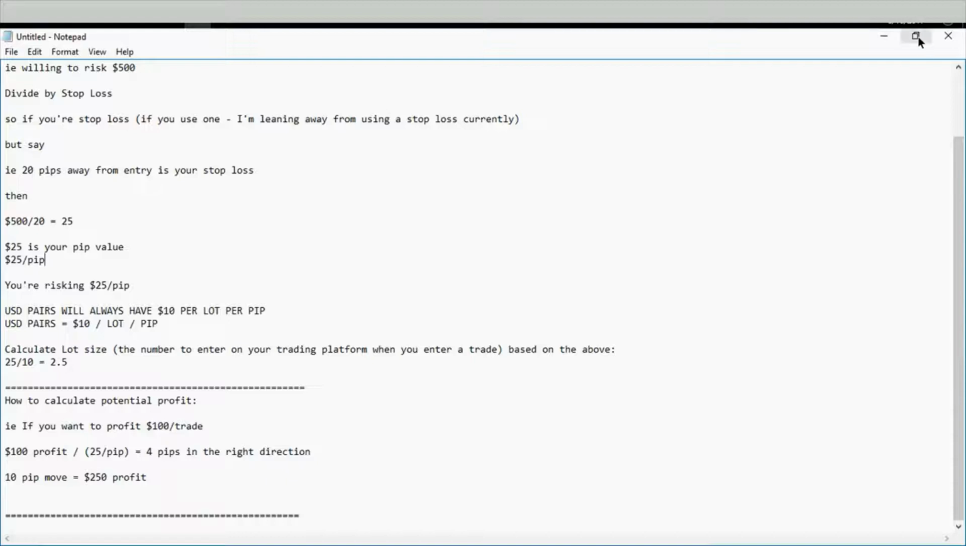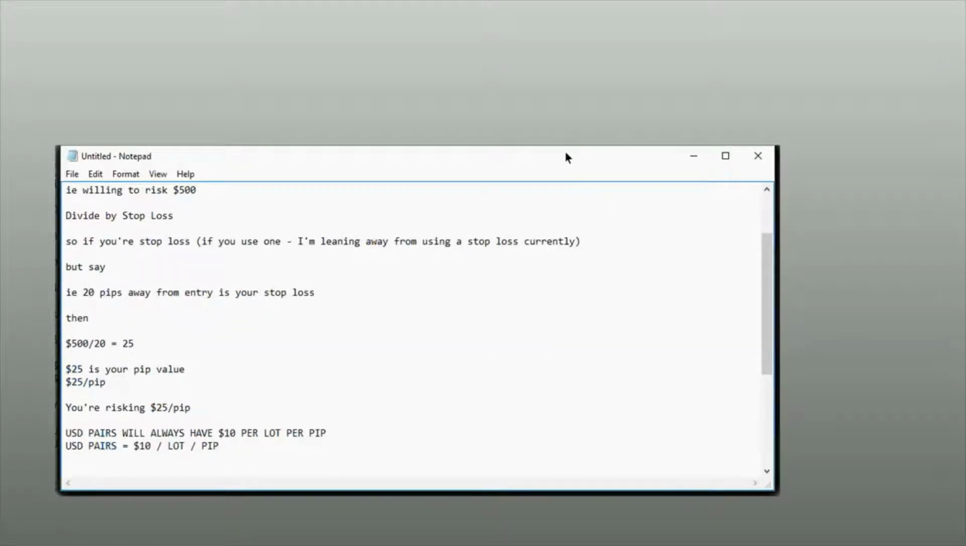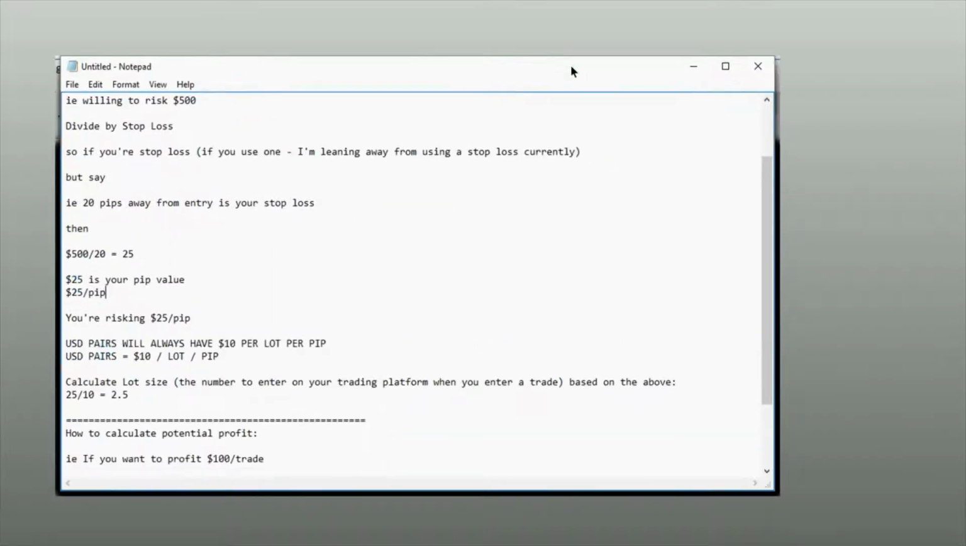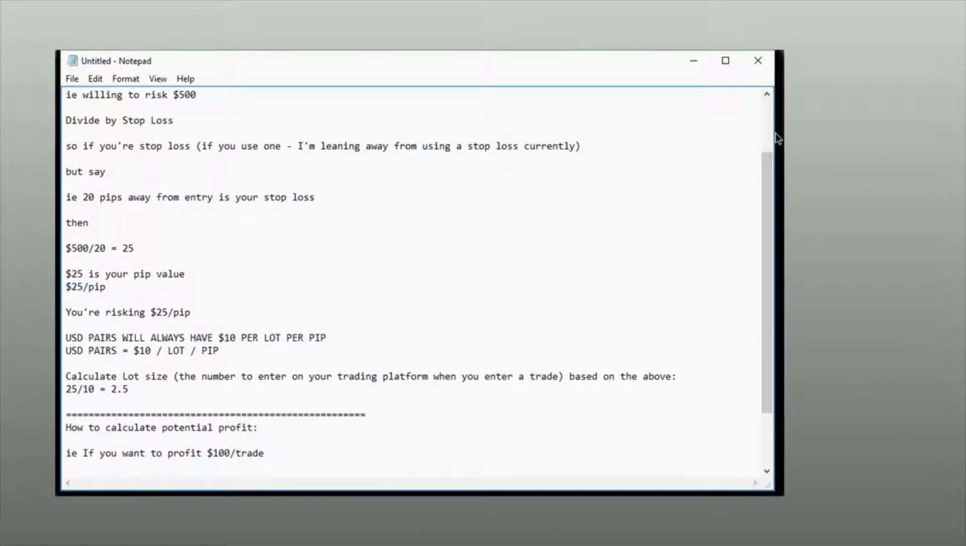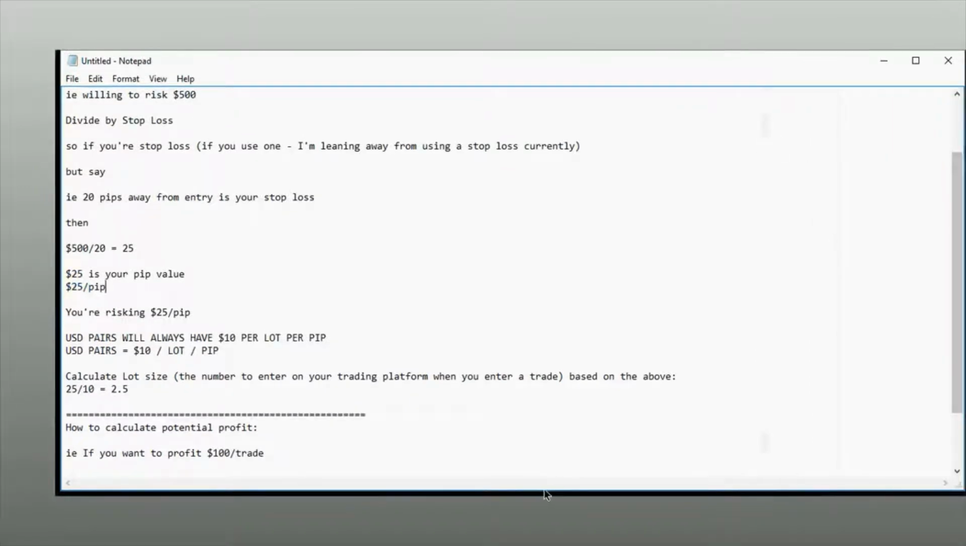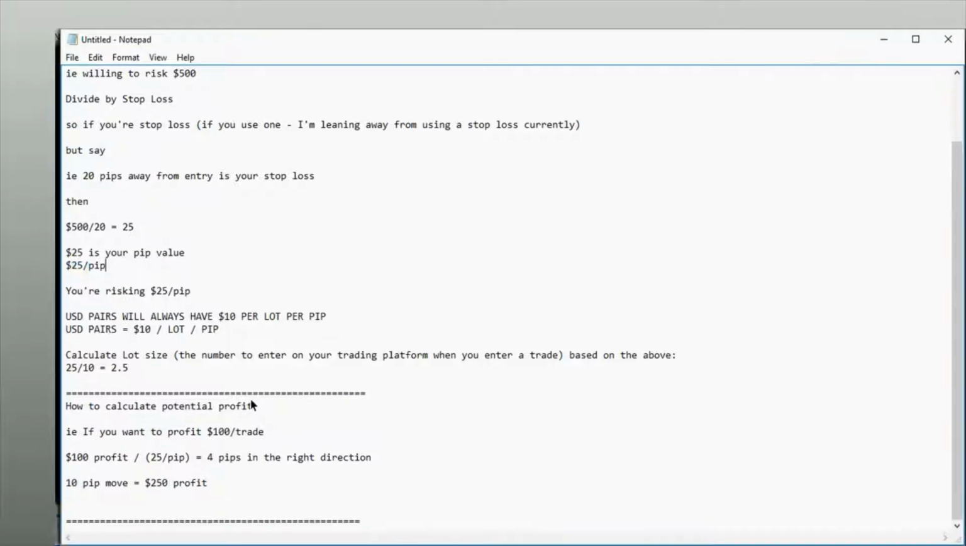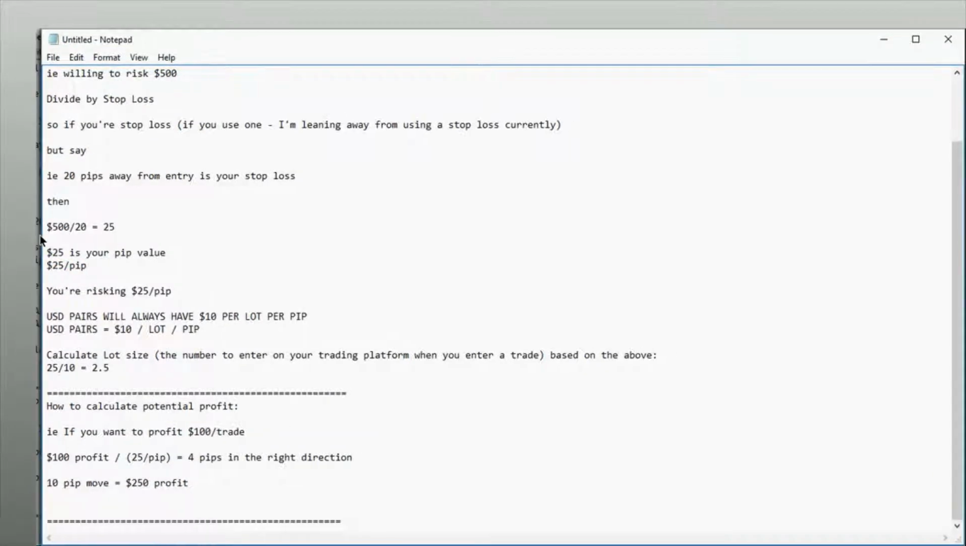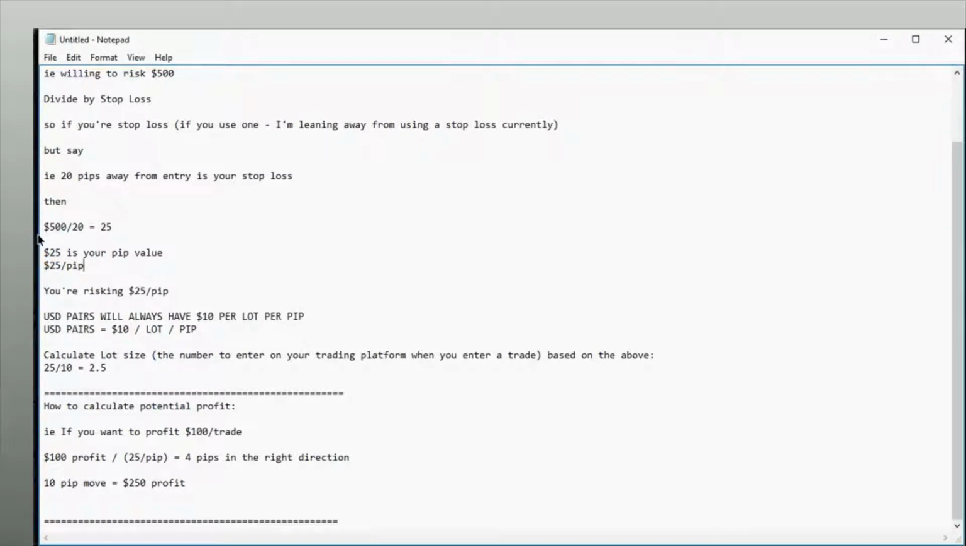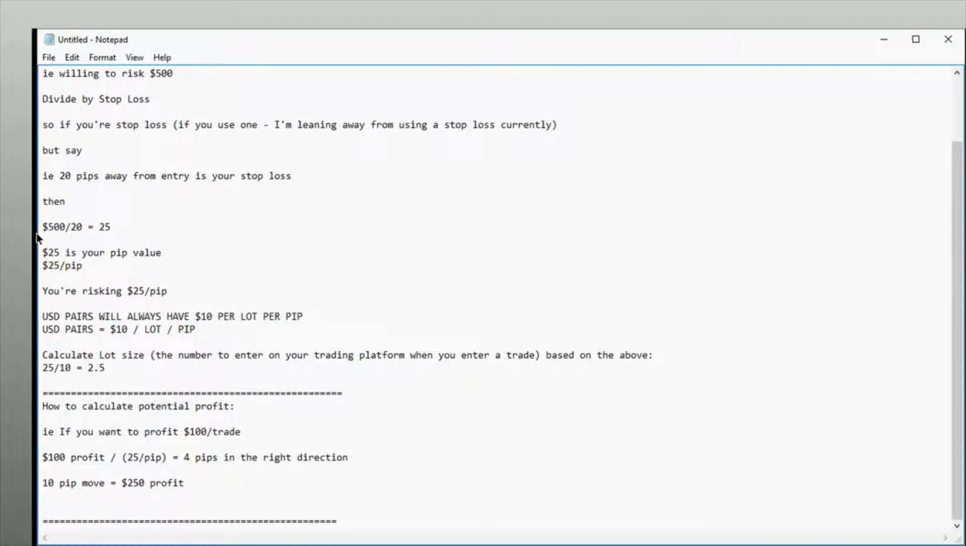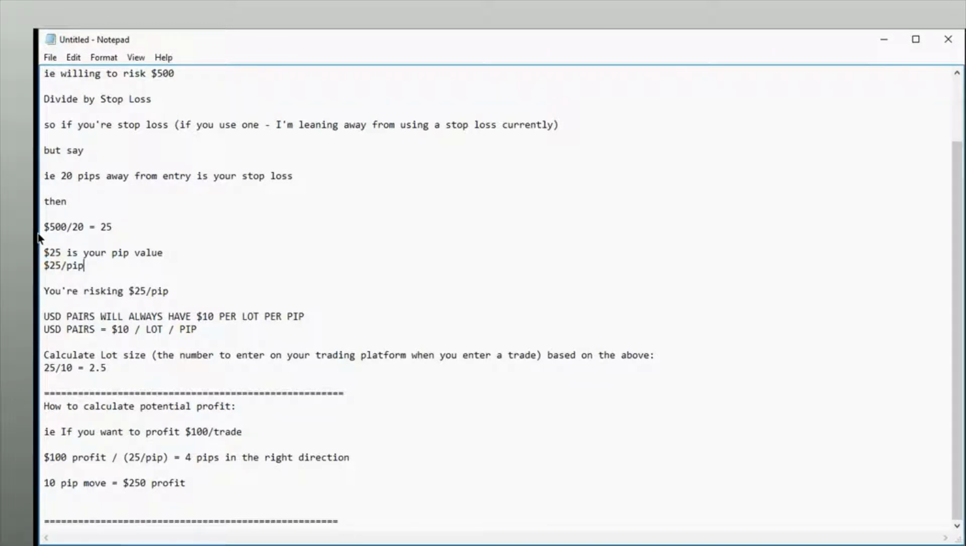I wanted to explain to you guys real quick how to calculate lot size when trading Forex. Lot size is important because it's the number that you're going to enter when you enter your trade. That's going to be the number that determines how much you're opening yourself up to as far as risk or potential profit goes.